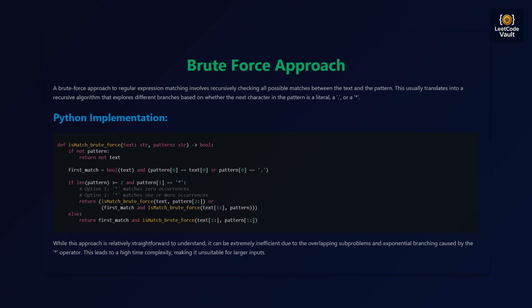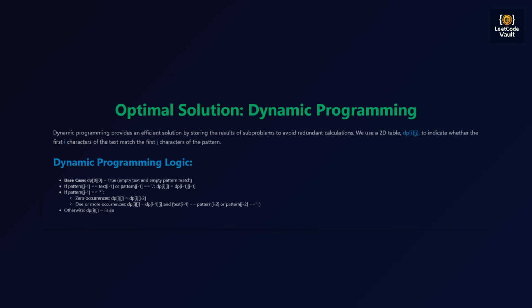Brute force approach. A naive approach might be to try all possible combinations, essentially brute forcing our way through. We could recursively check for matches, trying out all possible interpretations of the star characters. However, this quickly becomes computationally expensive. Imagine the number of combinations exploding with longer strings and more complex patterns. The time complexity of this brute force method would be exponential, making it completely impractical for even moderately sized inputs. This highlights the need for a more efficient strategy, which is where dynamic programming comes in.